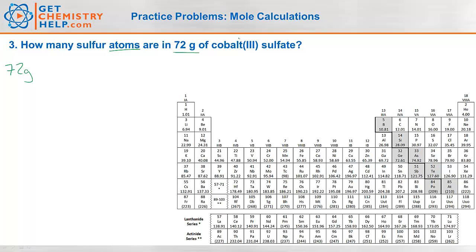So cobalt-3 would have a 3 positive charge. Sulfate has a 2 negative. Let's just write that over here. Cobalt-3 positive. Sulfate is 2 negative. So remember, we can do our crossover. Put a 2 here, put a 3 here, and I would get Co2(SO4)3. Okay, well, I'm in mass of cobalt-3 sulfate. Well, the only thing you can do with mass is molar mass. So I need to find the molar mass of 2 cobalts, 3 sulfurs, and 12 oxygens. So let's do that. 2 cobalts, 3 sulfurs, and 3 times 4, 12 oxygens. So cobalt is over here. It's got a mass of 58.93.